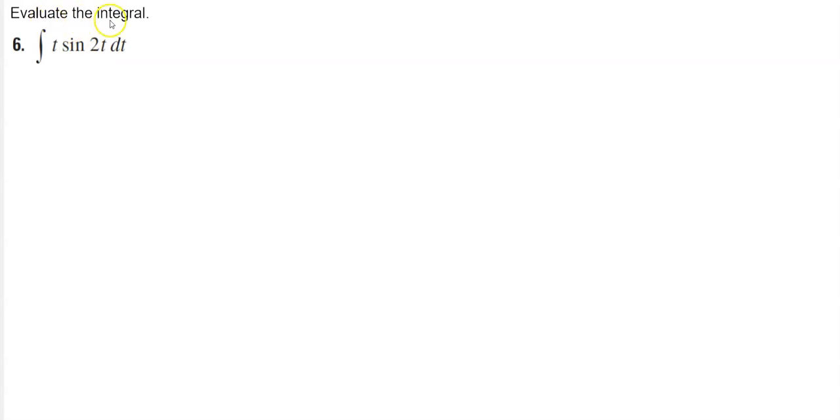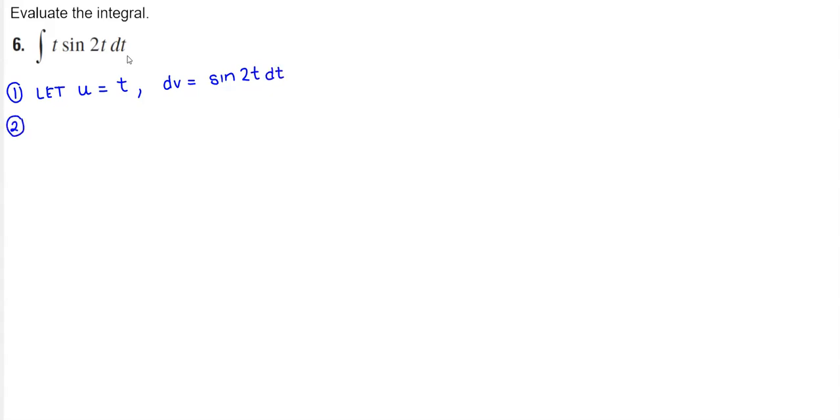Here we want to evaluate the integral using integration by parts. We have the integral of t times the sine of 2t dt. So the first thing is we have to identify what we're going to let u equal. So we're going to let u equal t, and dv is going to equal the sine of 2t dt.